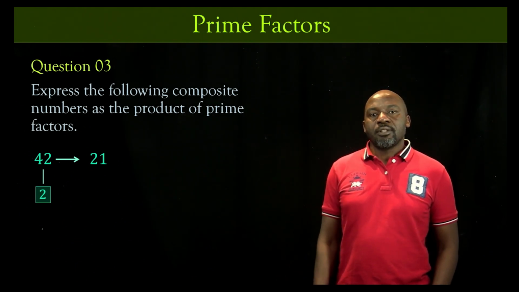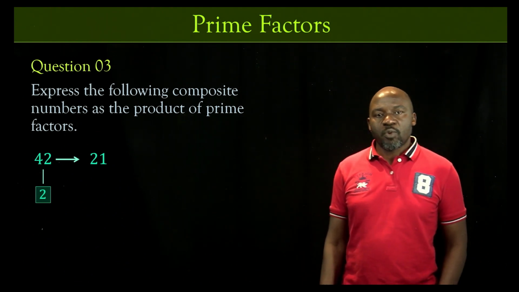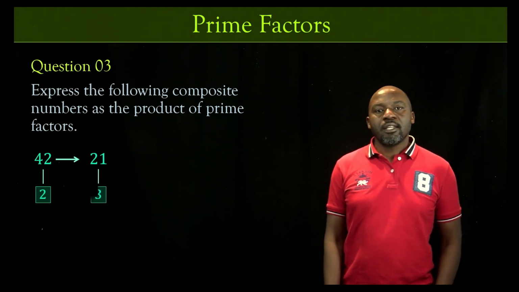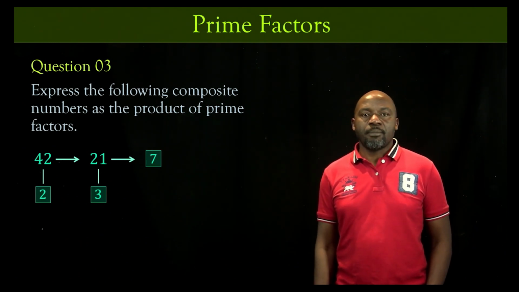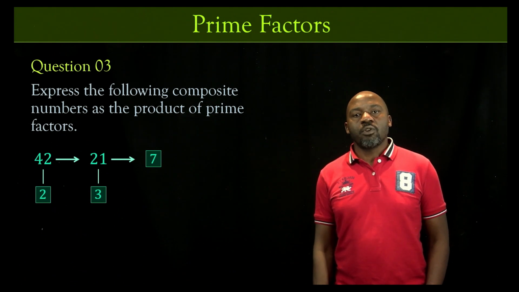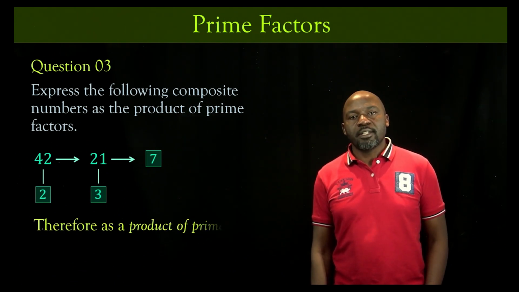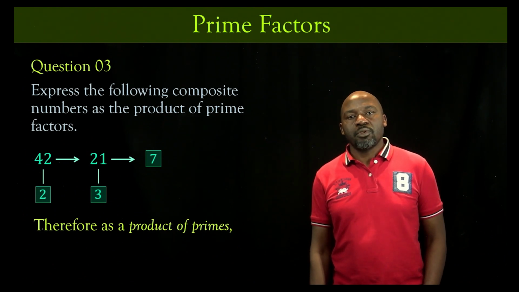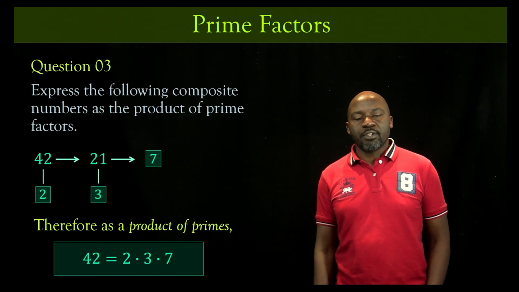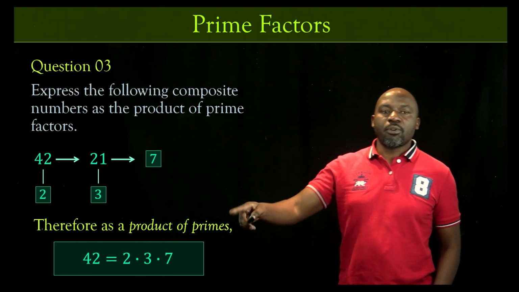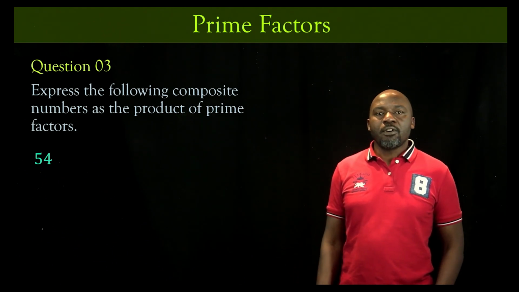Okay. And so we go to the next prime number, which is 3. Does 3 go into 21? And the answer is yes. 3 goes into 21 7 times, and 7 itself is a prime number, so we stop there and we conclude that when expressed as a product of its prime factors, 42 is 2 times 3 times 7. Okay, 42 has been expressed as the product of its prime factors. Right? Next, what about 54?